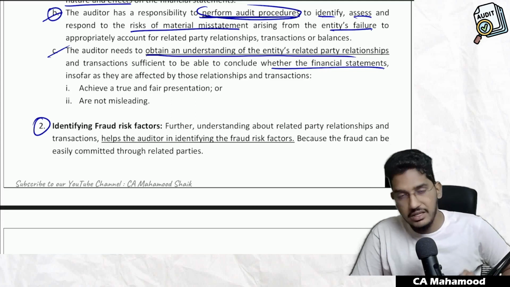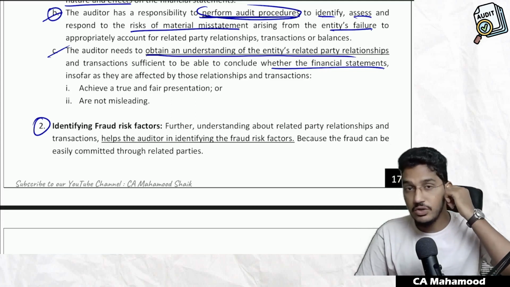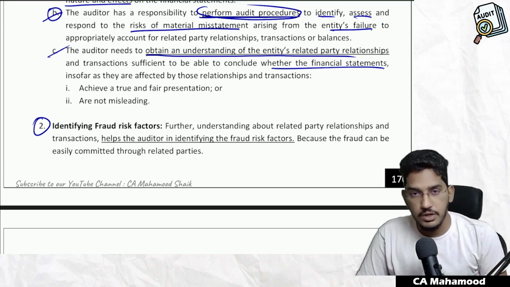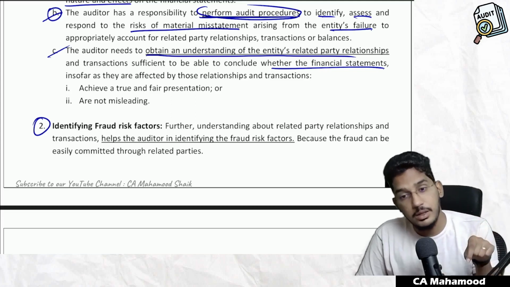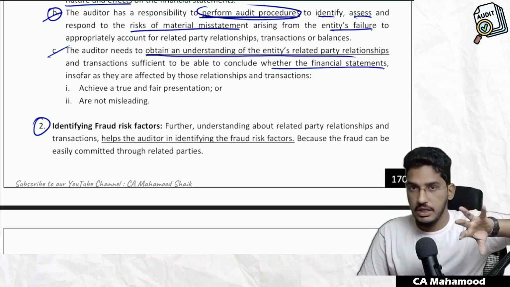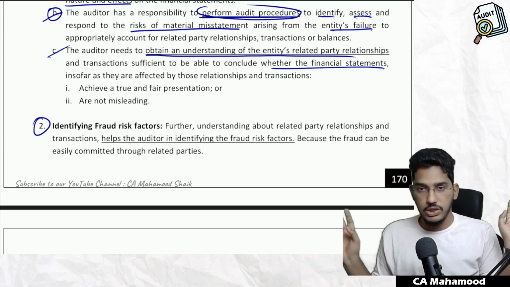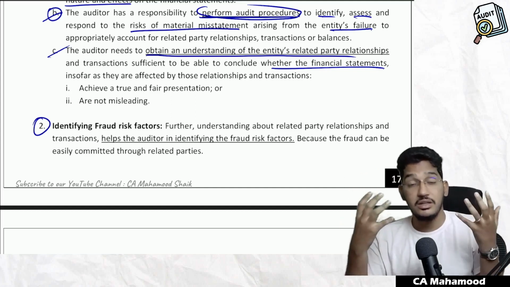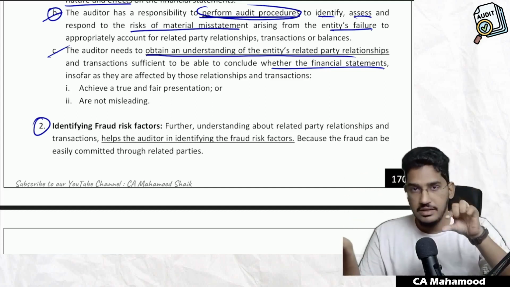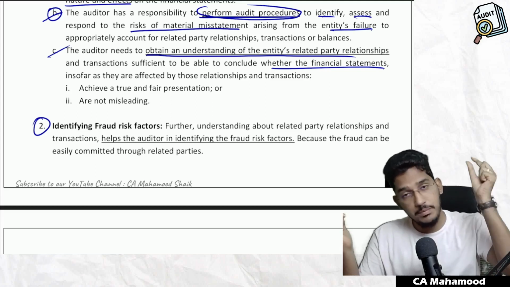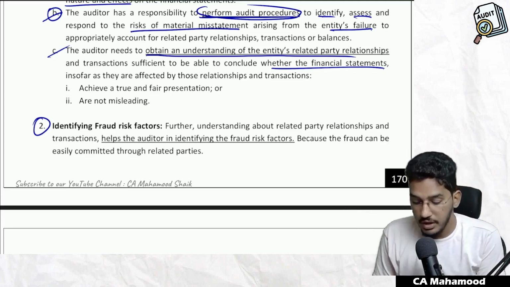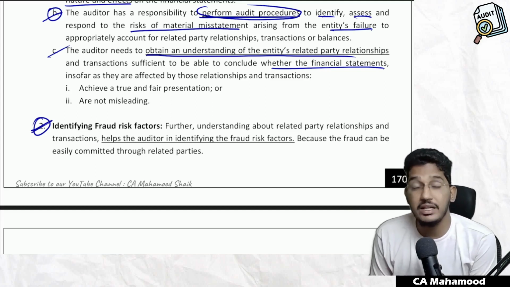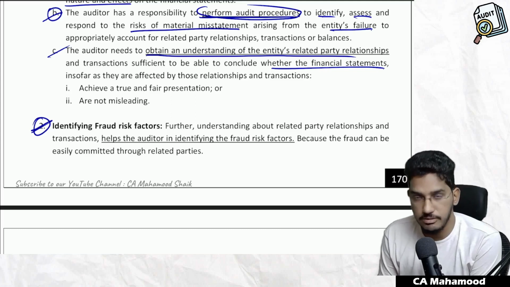So what I want to say here is, when you come to know that your client has related parties, immediately a doubt should come to you. What doubt? Since there is a related party transaction, there might be a possibility. Don't come to a conclusion that because there is a related party transaction, there is compulsorily a fraud. No, don't conclude it. Just raise that suspicion. Since there is a related party transaction, there could be a possibility of fraud happening. That is what they're trying to say here: identifying the fraud risk factors. Try to identify whether there is any fraud risk factor.